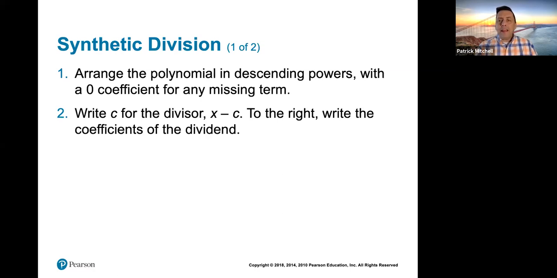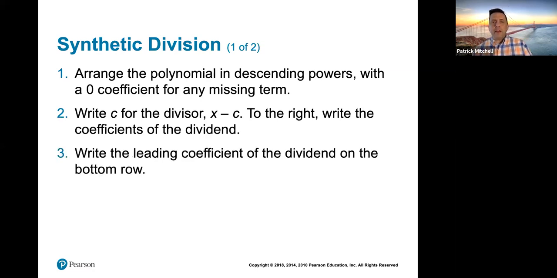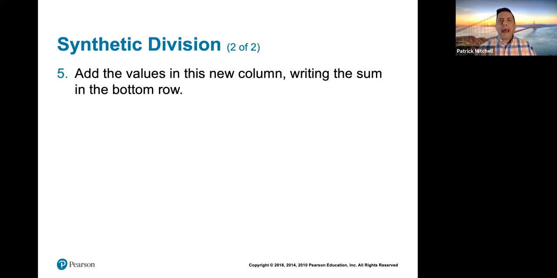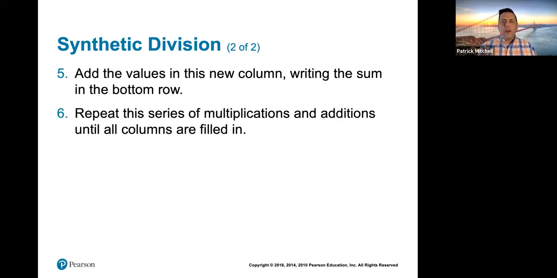And then to the right, write the coefficients of the dividend. And of course, this will make a lot more sense when you see me do it. Write the leading coefficient of the dividend on the bottom row. And then you do this cycle of 2 operations just back and forth. You multiply c times the value just written on the bottom row and write the product in the next column in the second row, all right? And then add the values in that new column together, writing the sum in the bottom row. Repeat this series of multiplications and additions until all columns are filled in.